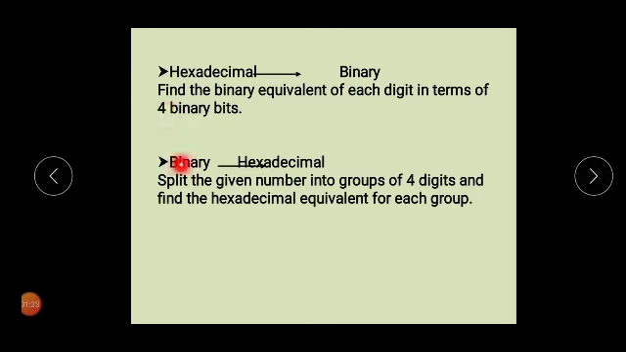Then to convert a binary number to a hexadecimal number, split the given binary number into groups such that each group has 4 digits. This we have to start doing from the right side, and then for each of those groups find the equivalent hexadecimal number.